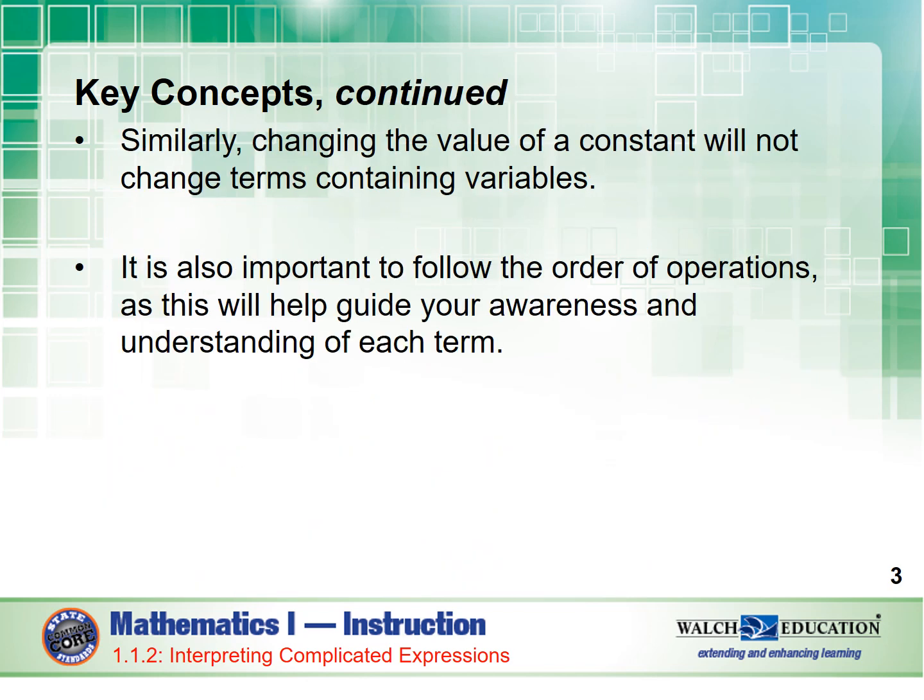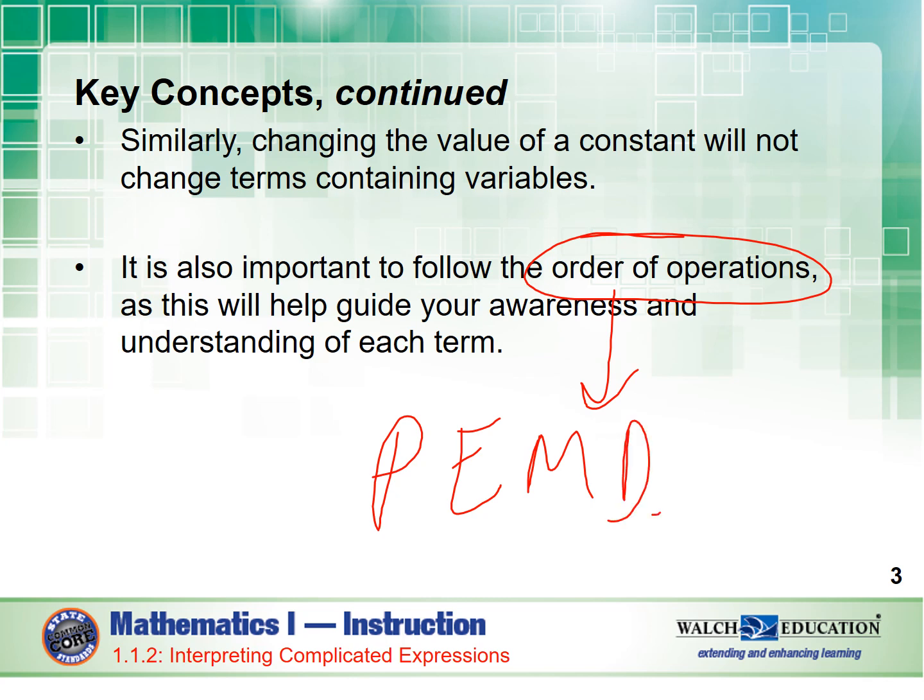So similarly, changing the value of a constant won't change the terms containing variables. So changing the number 3 to a number 4 is not going to do anything to the beginning part of the expression. And it's also super important to follow your order of operations, as this is going to help guide your awareness and understanding of each term. So remember, order of operations. Please excuse my dear Aunt Sally. Parentheses, exponents, multiplication, division, addition, and subtraction.